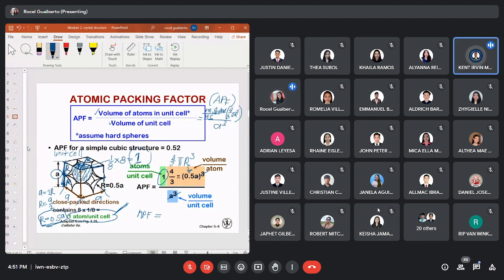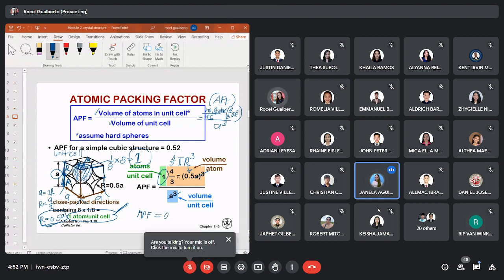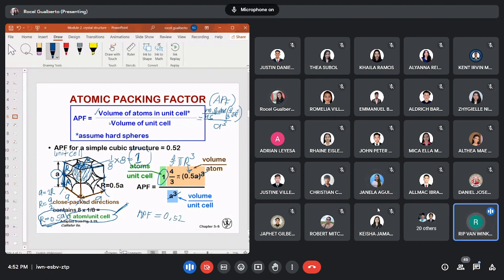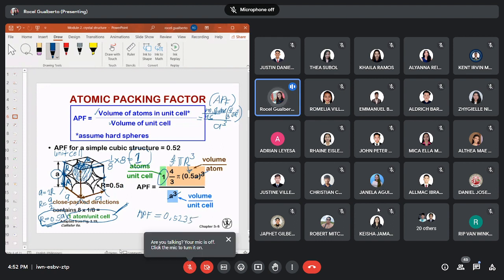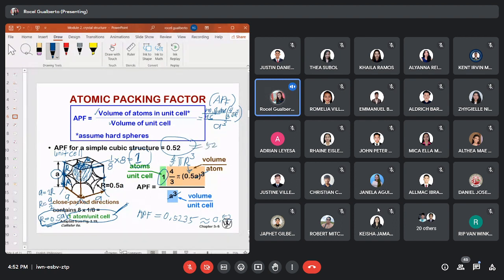1 over 6 pi po. Ano po natin yung pi? What would be the decimal equivalent? 0.5235. Okay, so this is the value and this is rounded off to 0.52. That is why you have this. Okay, so ano po ibig sabihin ng 0.52 na APF? This is equivalent to 52%.